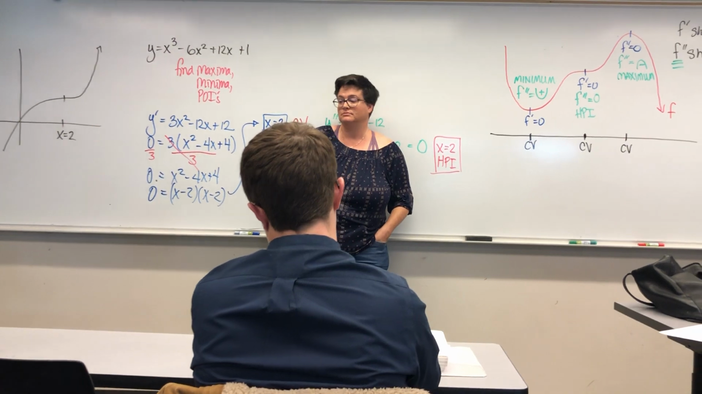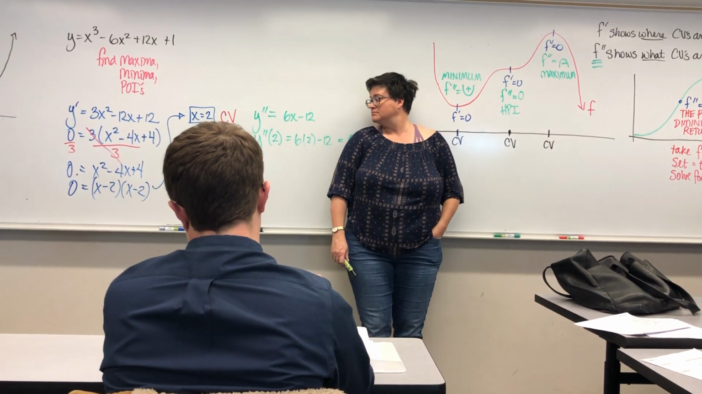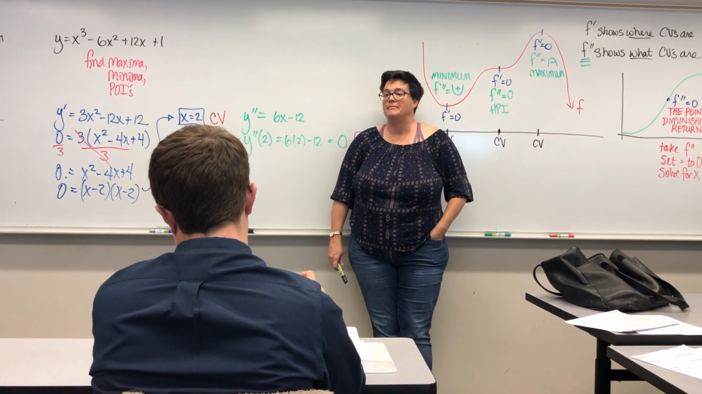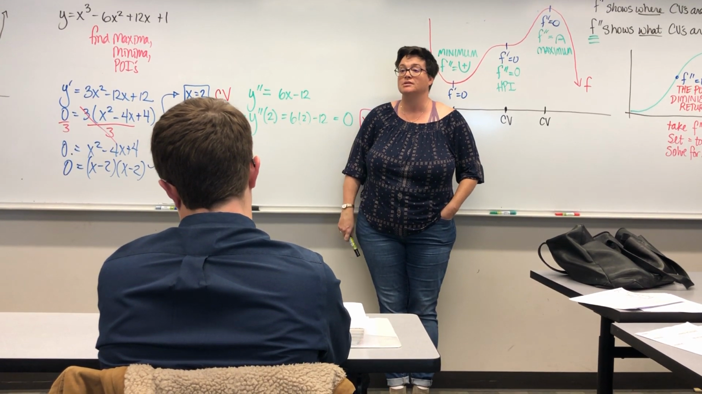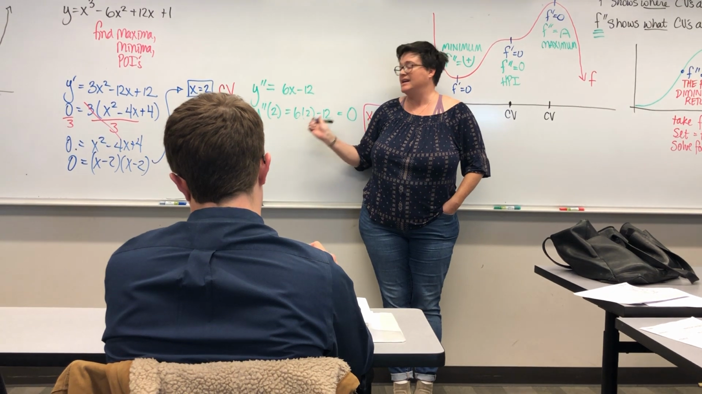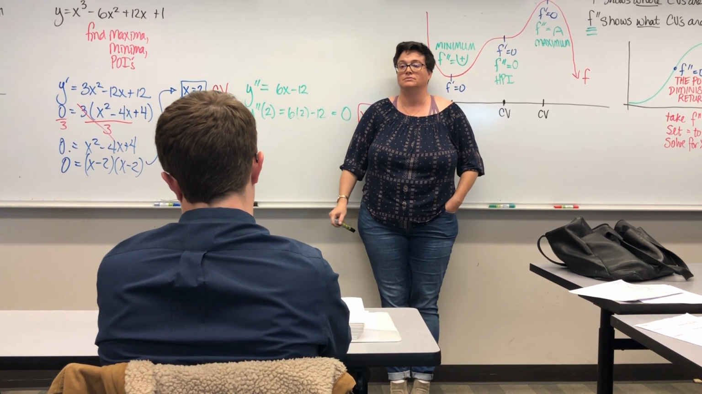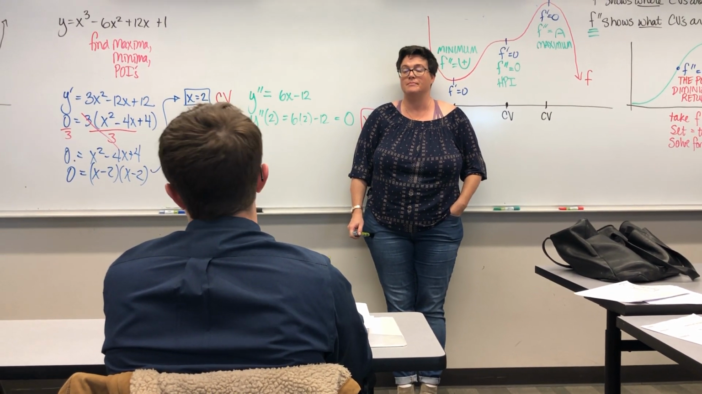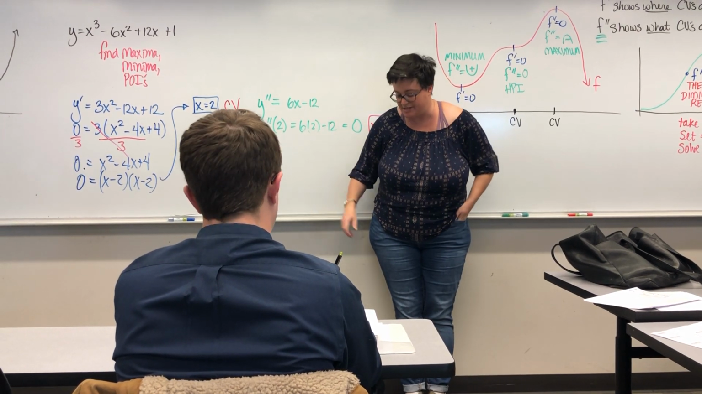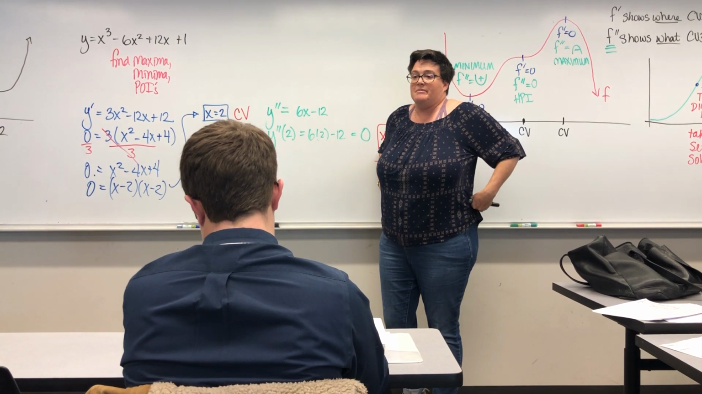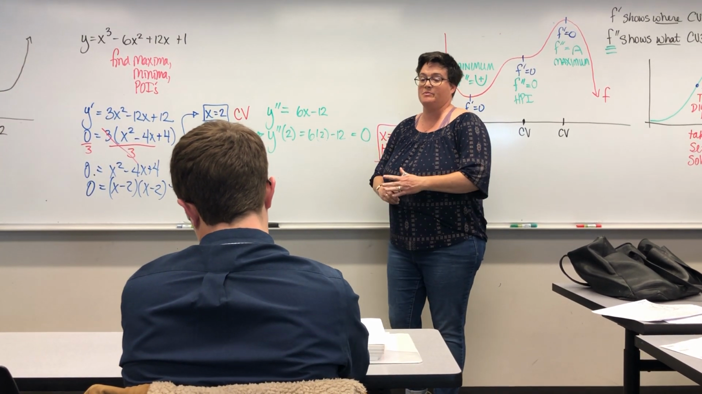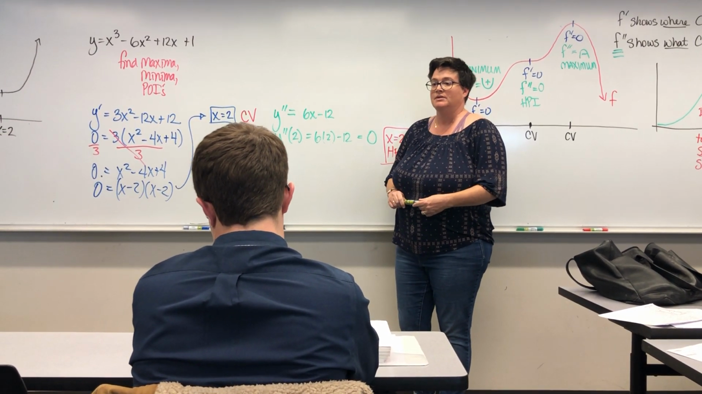And then I have f double prime, but I have f double prime as 6x minus 12. I plug 2 into that, and I get 0 as an answer. And that is what I'm looking for. I'm looking for the answer, or specifically the sign of the answer. If it were positive, that would be a minimum. If it were negative, it would be a maximum. If it were 0, it's an HPI. Okay?